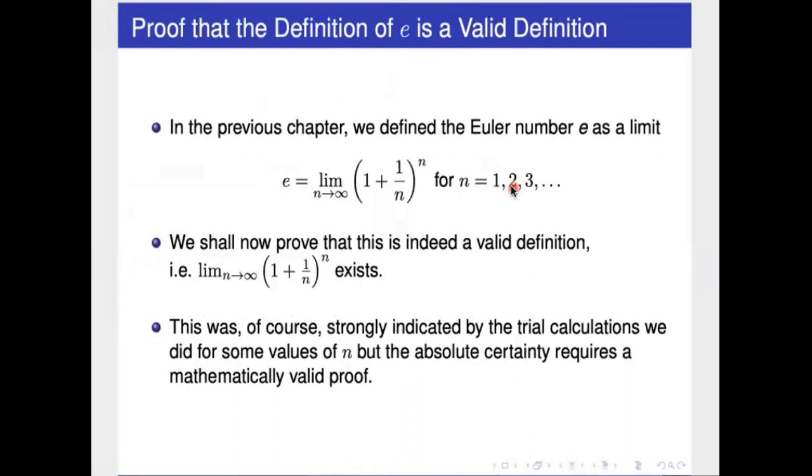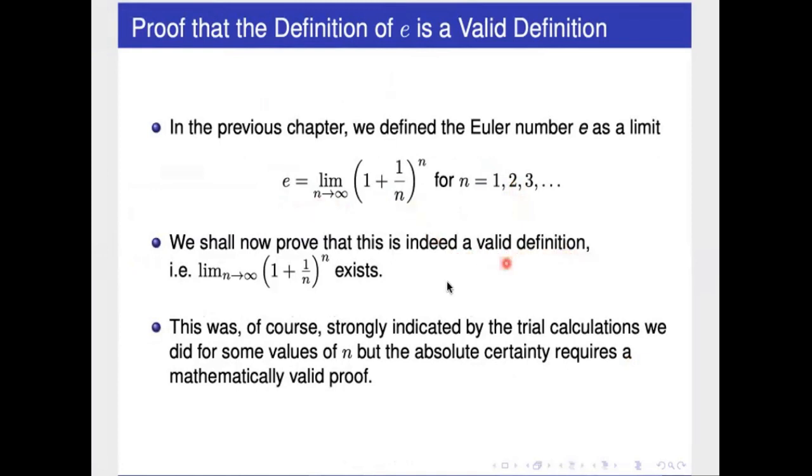In the previous chapter, we defined the Euler number e as a limit, e equals the limit as n approaches infinity of (1 + 1/n)^n for n equals 1, 2, 3 and so on. But how do we know that this is indeed a valid definition?